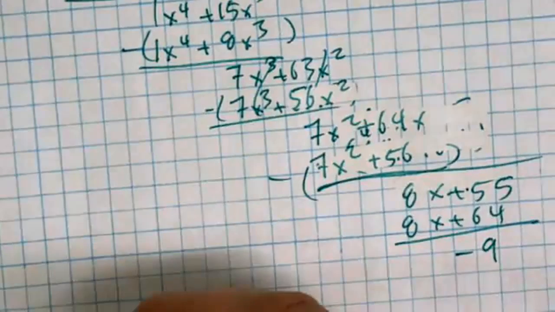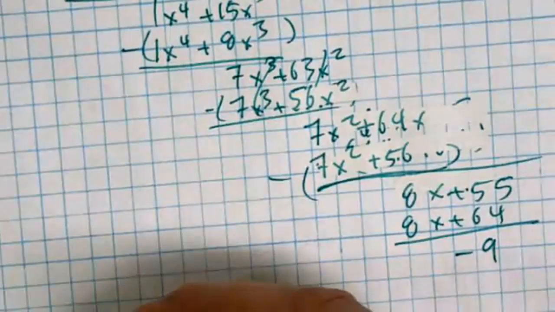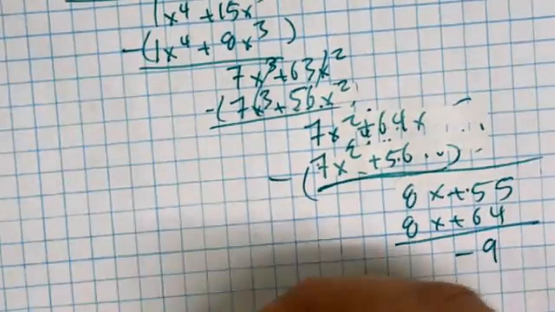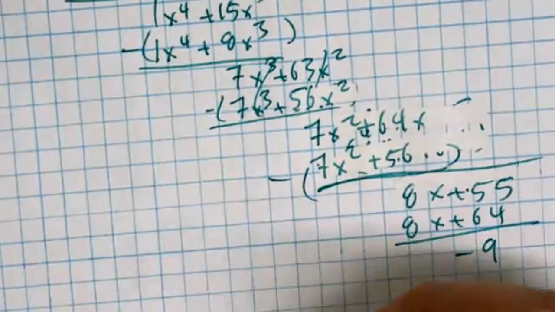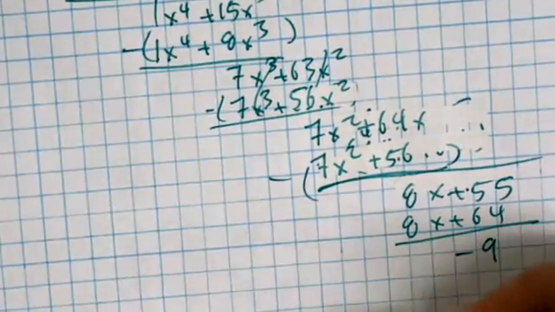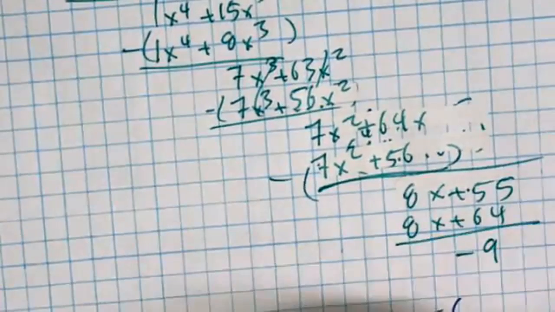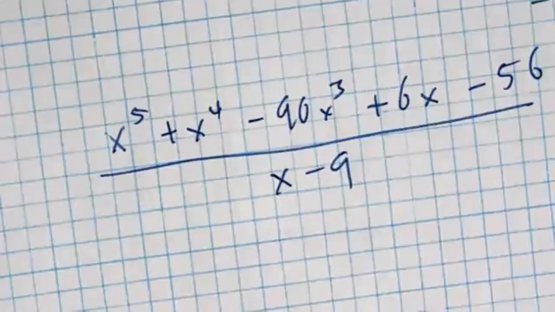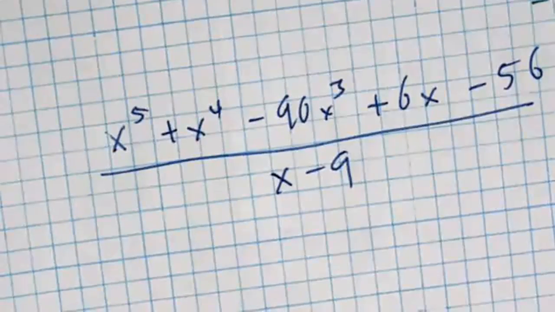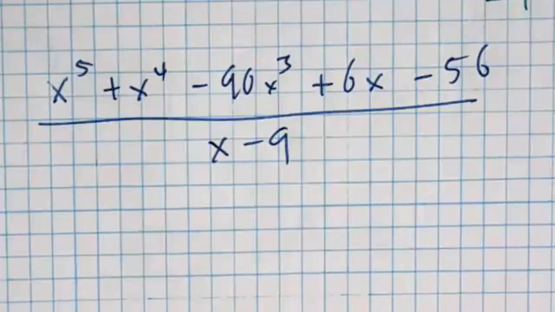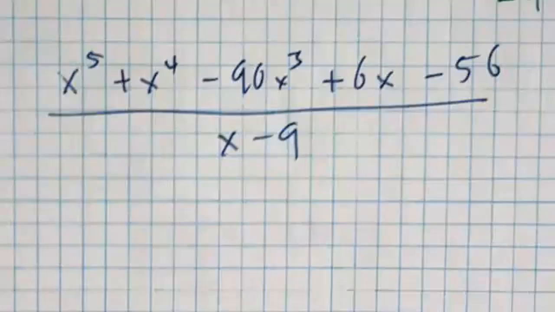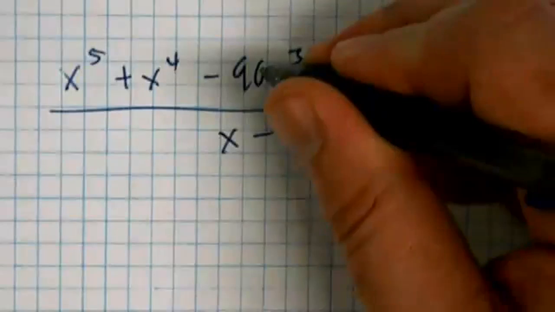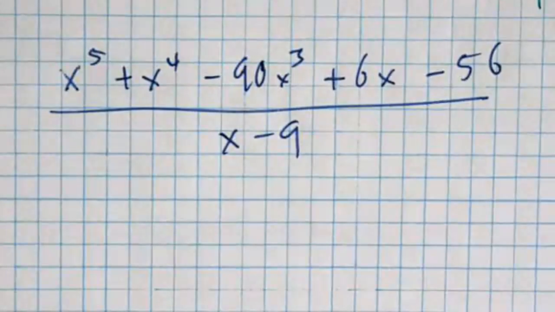Okay, so it's going to be x to the fifth plus x to the fourth minus 90x to the third plus 6x minus 56 all over x minus 9. I'll put it up on the screen here. X to the fifth plus x to the fourth minus 90x to the third plus 6x minus 56, all divided by x minus 9.